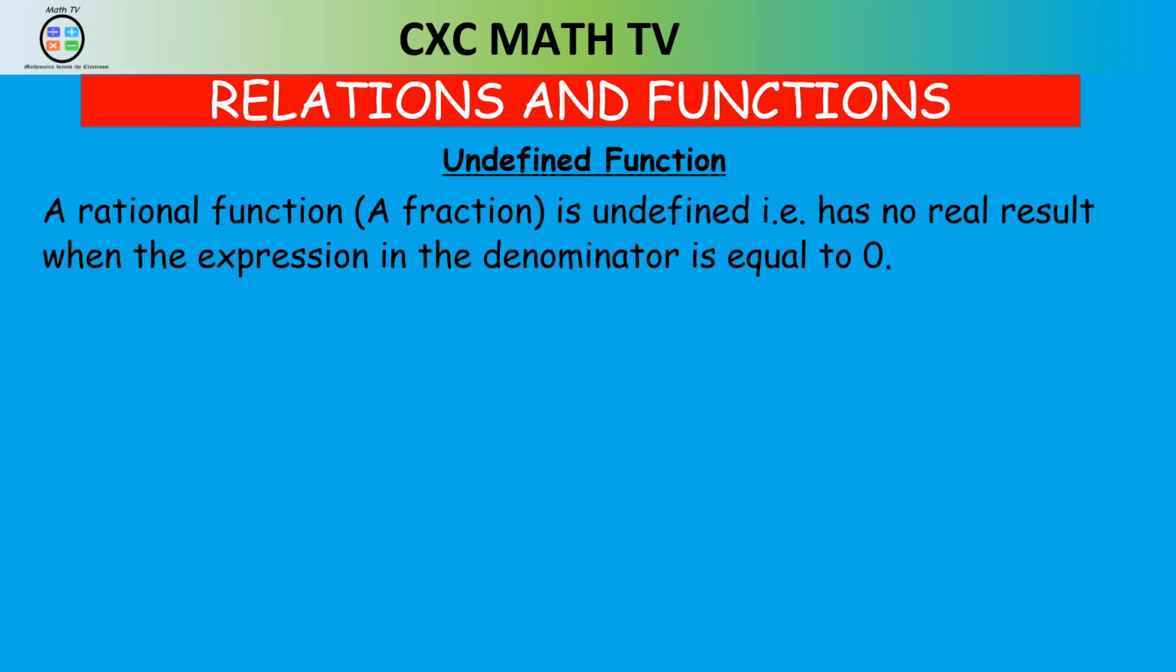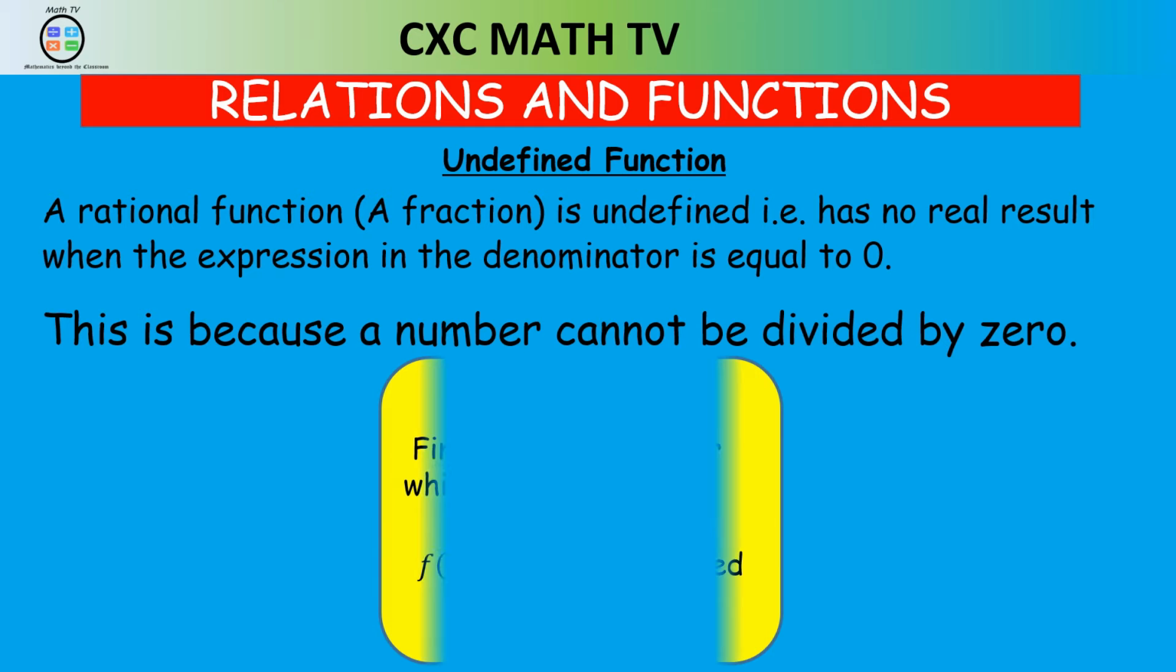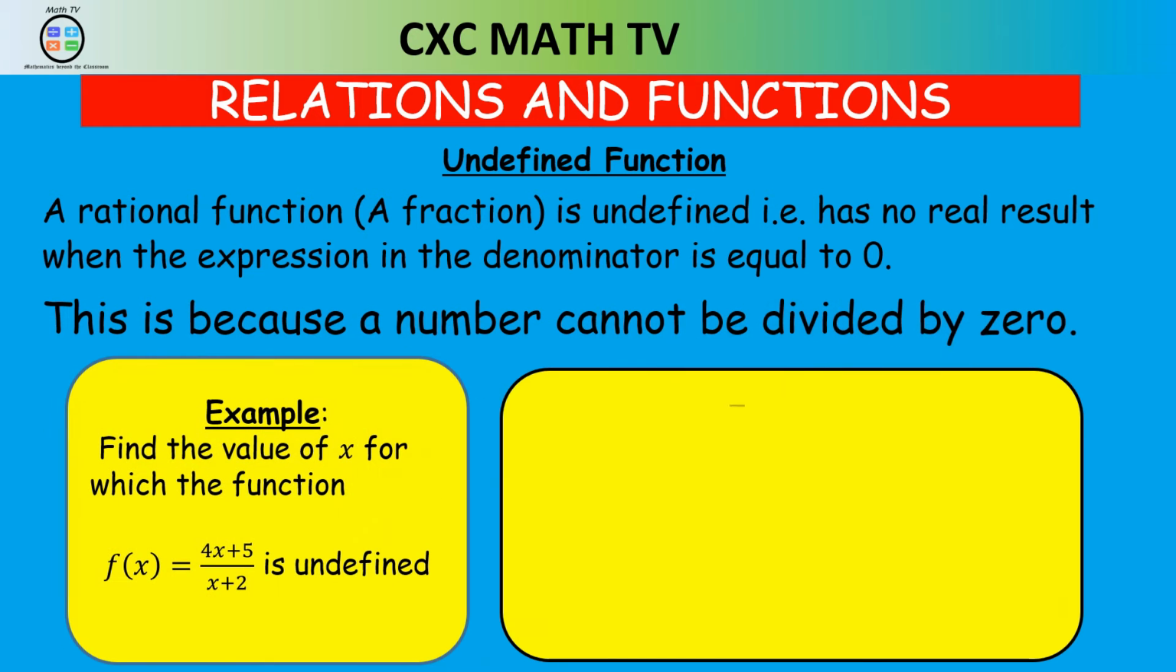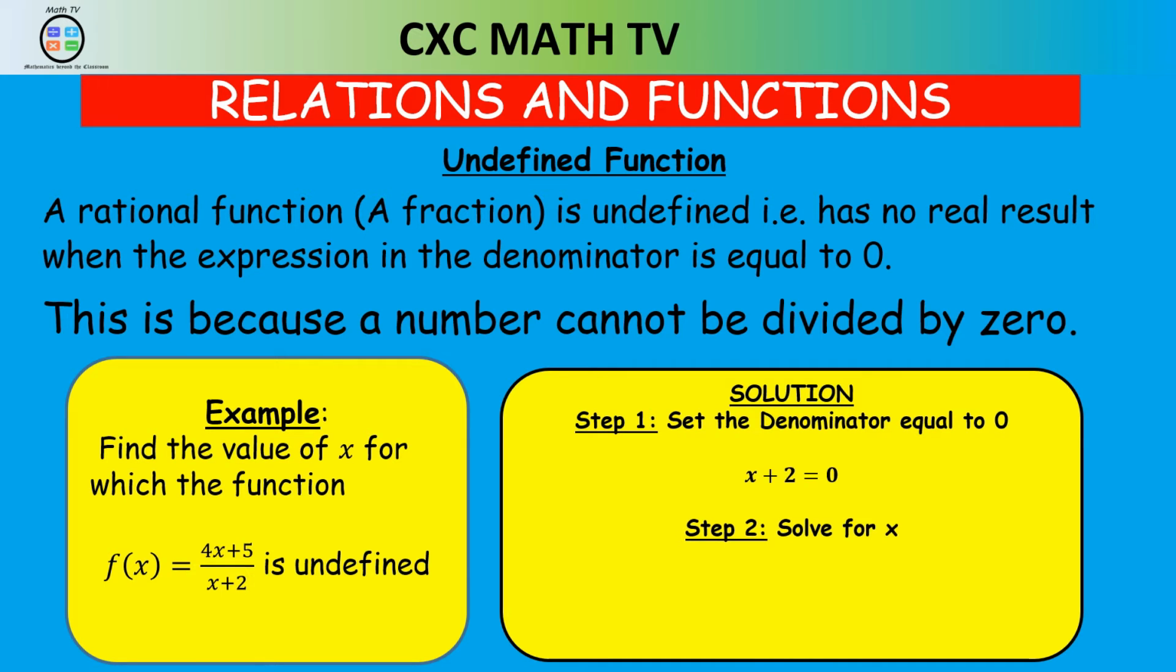So for example, a question might look like this. Find the value of x for which the function f of x equal to 4x plus 5 over x plus 2 is undefined. To do a question like this, the first thing we're going to do is set the denominator equal to 0. So that x plus 2 in the denominator, equate it to 0, and then you solve for x. Solving for x, you're going to get x equal negative 2. So f of x is undefined when x equals negative 2. That's because when x is negative 2, it won't have any y value.